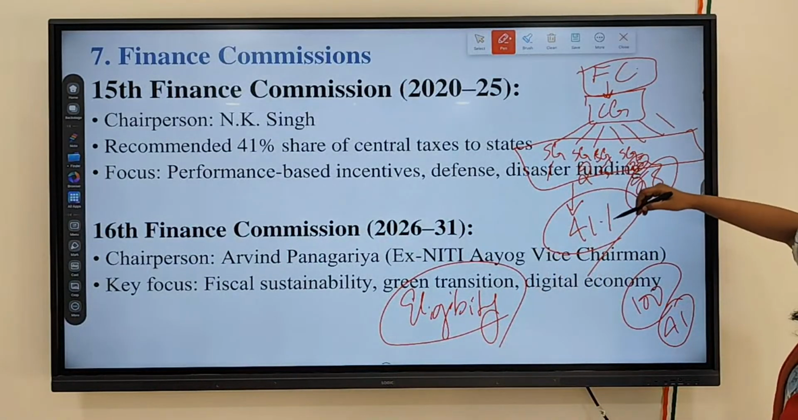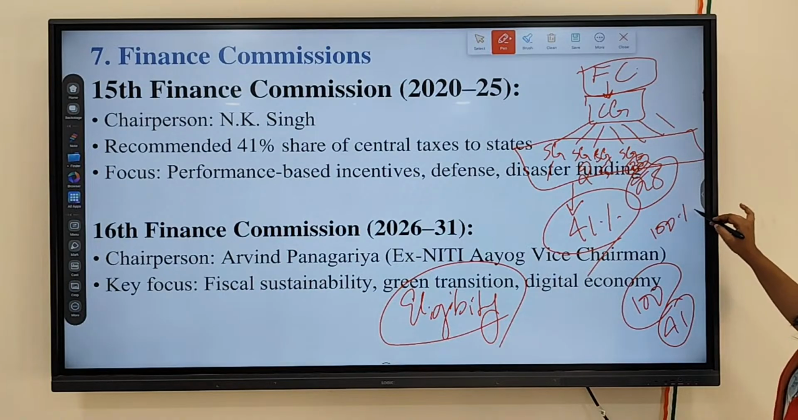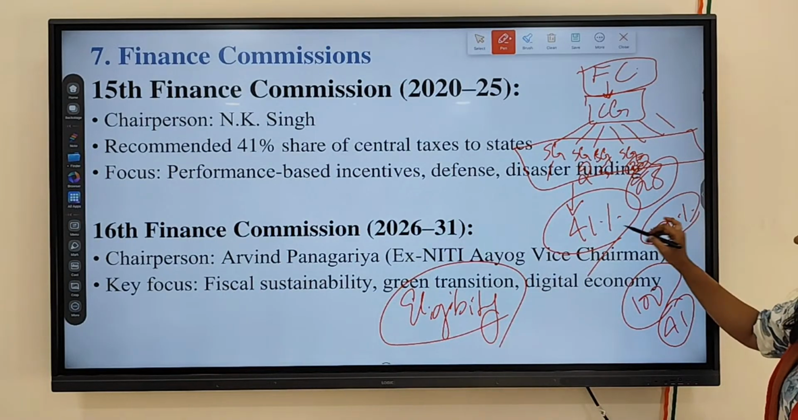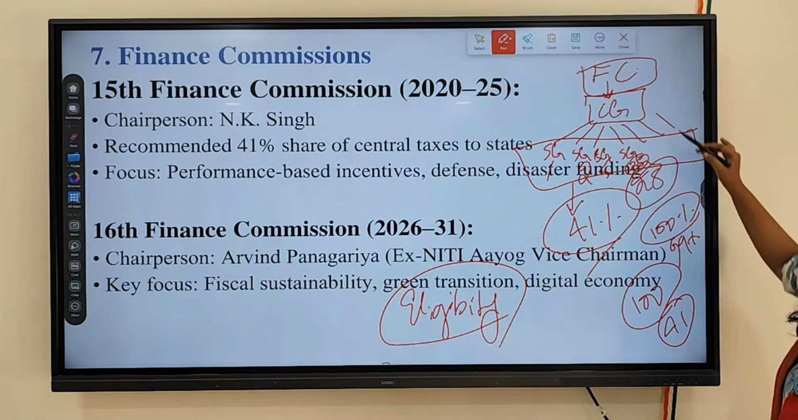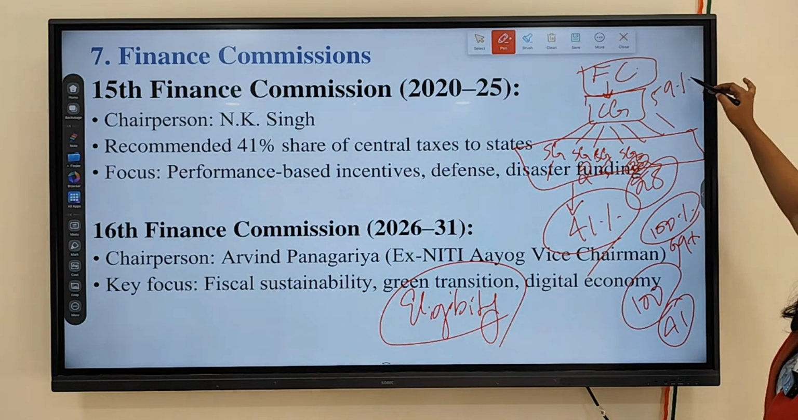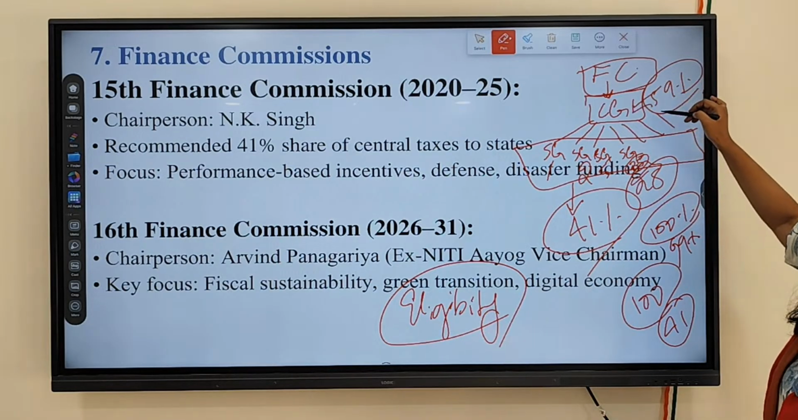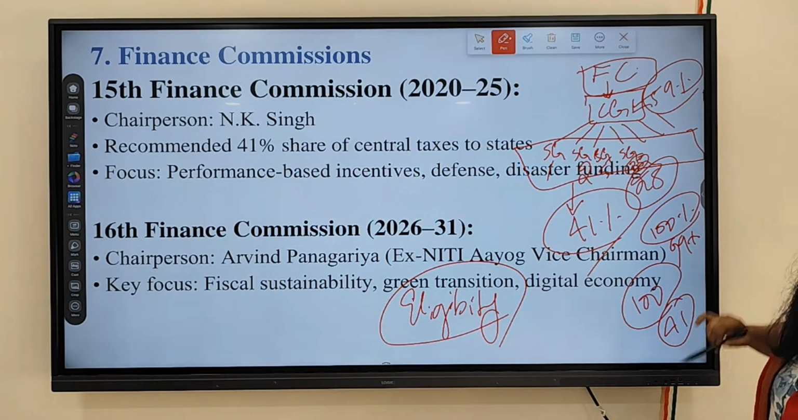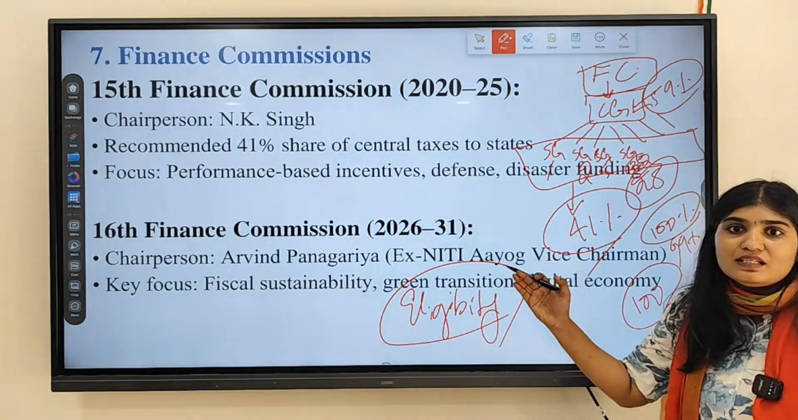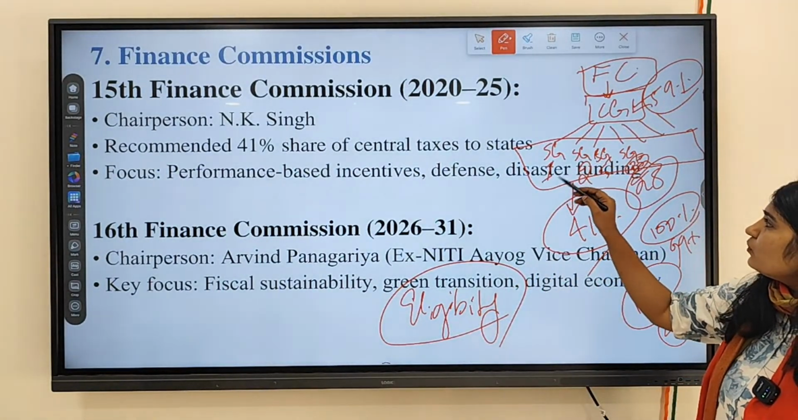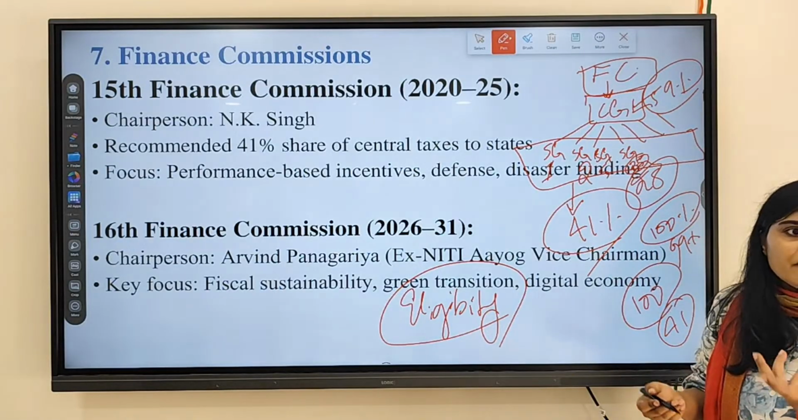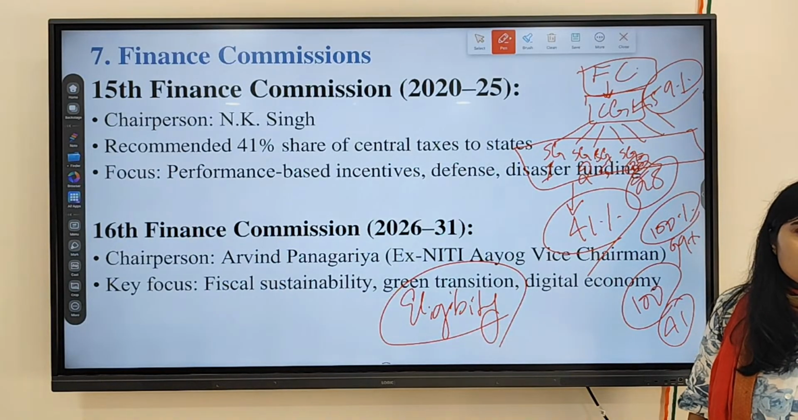And the rest out of 100%, just minus this, we get 59%. 59% is allocated for the central government. Within that 41% only, it is distributed among the state governments. That is why I told you some state governments can get only 1 rupee, 2 rupees, 5 rupees or 0.5 rupee. Have you understood now?